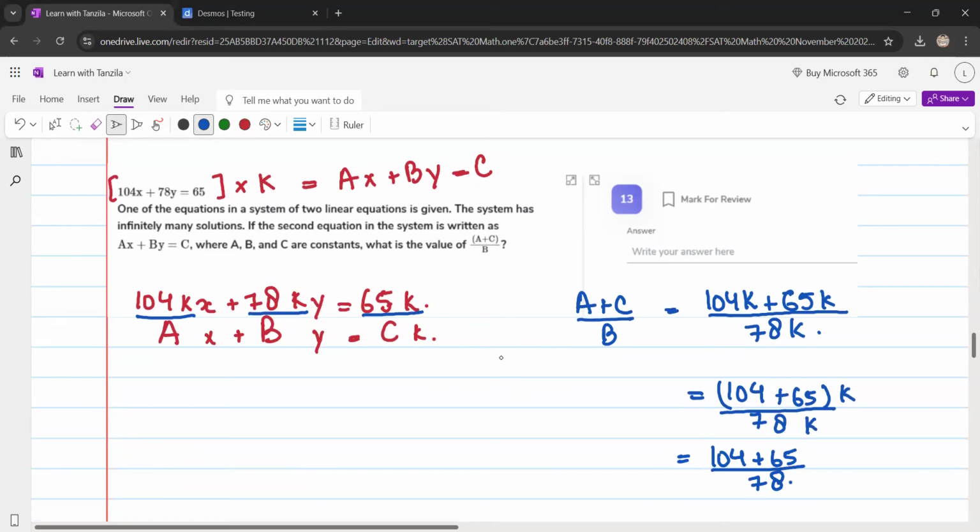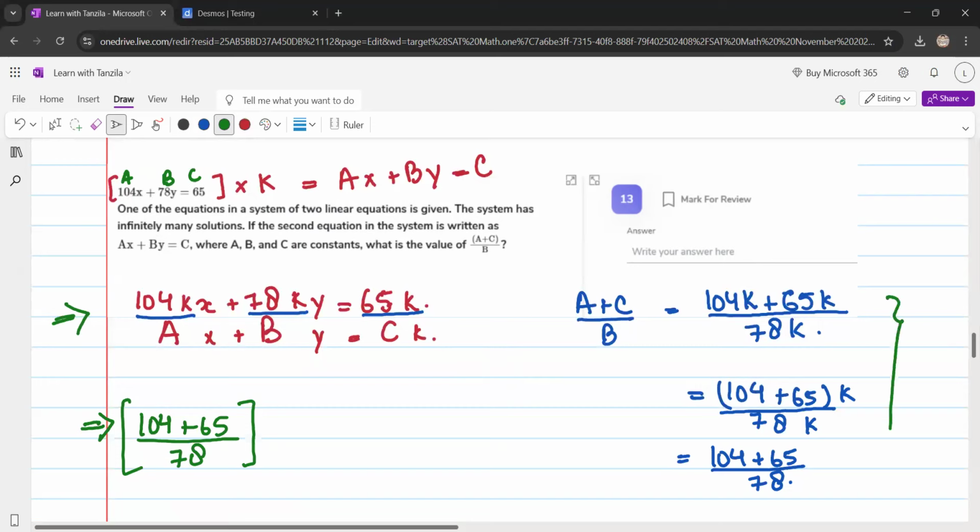Now, look at this equation. This is one way to do it. What difference will it make if I directly take this as A, this as B, and this as C, and I would do 104 plus 65 over 78? It will not make any difference at all. I can do this directly if I am sure what I am doing. You should be able to analyze this much at least in the exam. Not worry about this part. This part should be your calculation in your head, and you should be doing this directly.